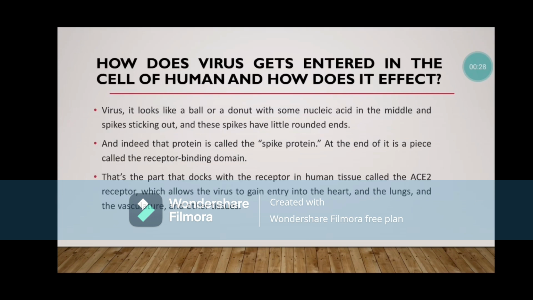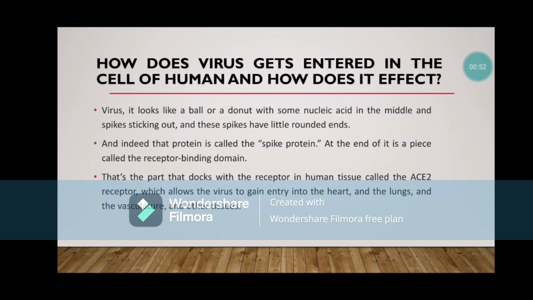How does the virus enter the cell of a human and how does it affect it? The virus looks like a ball or a donut with some nucleic acid. As I talked about earlier, the nucleic acid was RNA in the middle and spikes sticking out. These spikes have little rounded ends. This is basically the structure of the virus, and now we will get to know how it hijacks the human cell and how it enters it.